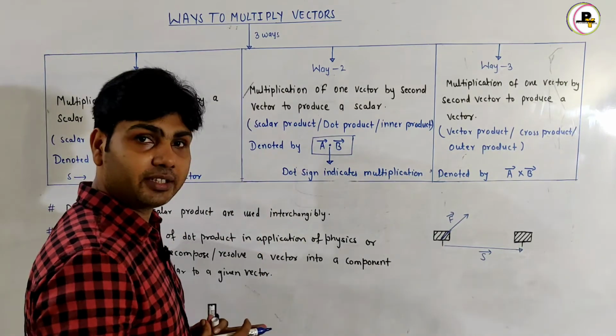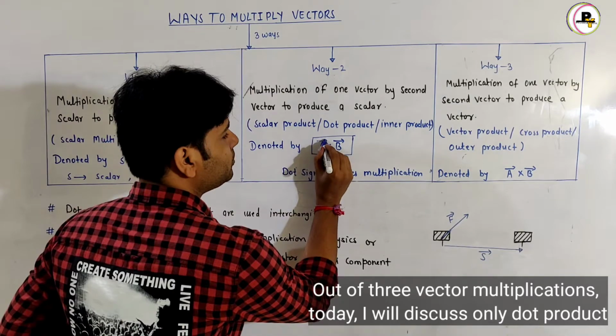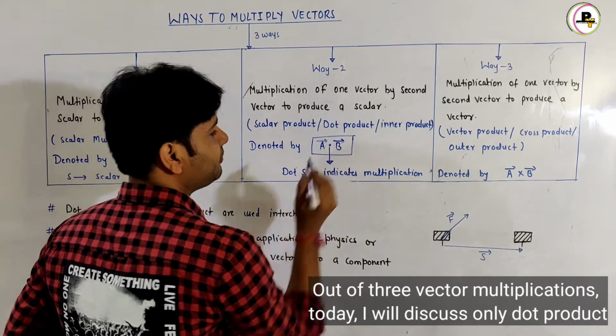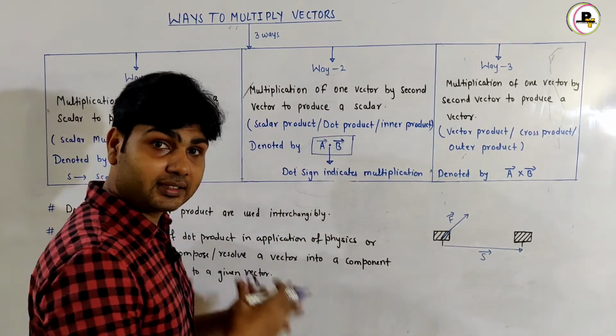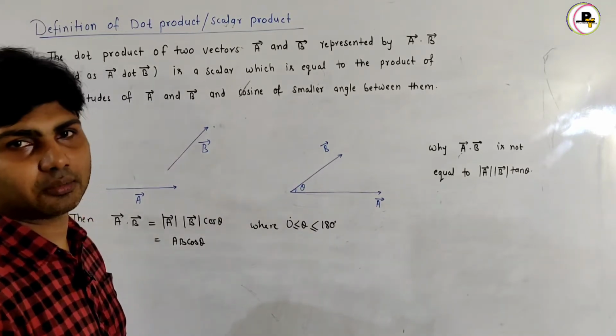Out of these three, in today's lecture I will discuss the dot product of two vectors, that is vector A dot vector B, which is also called the scalar product. So friends, let's define what the dot product or scalar product is.